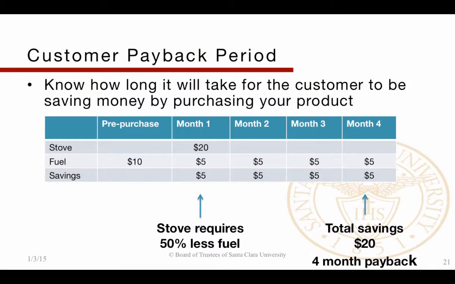So let's go through that in a little more detail, starting again with the customer payback period. So you'll see here a very simplified example to explain the concept. If we've got a fuel-saving cook stove that costs $20, someone who's now spending $10 a month on fuel, in month one they buy your stove, all of a sudden now they're saving $5 each month on fuel. So in 2 months, 3 months, 4 months, they've saved $20, which is the cost of the stove. So this is what we call a 4-month payback period.